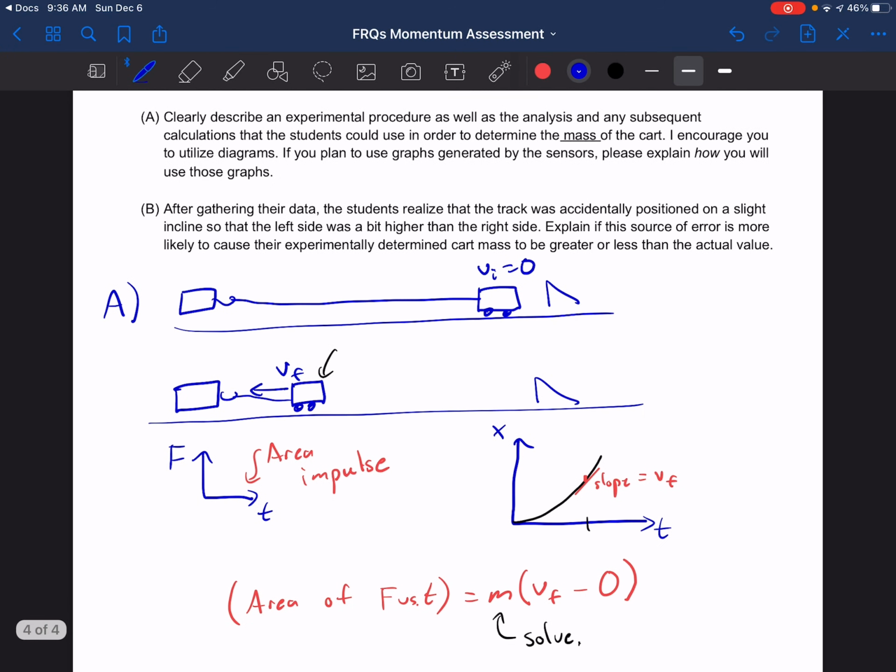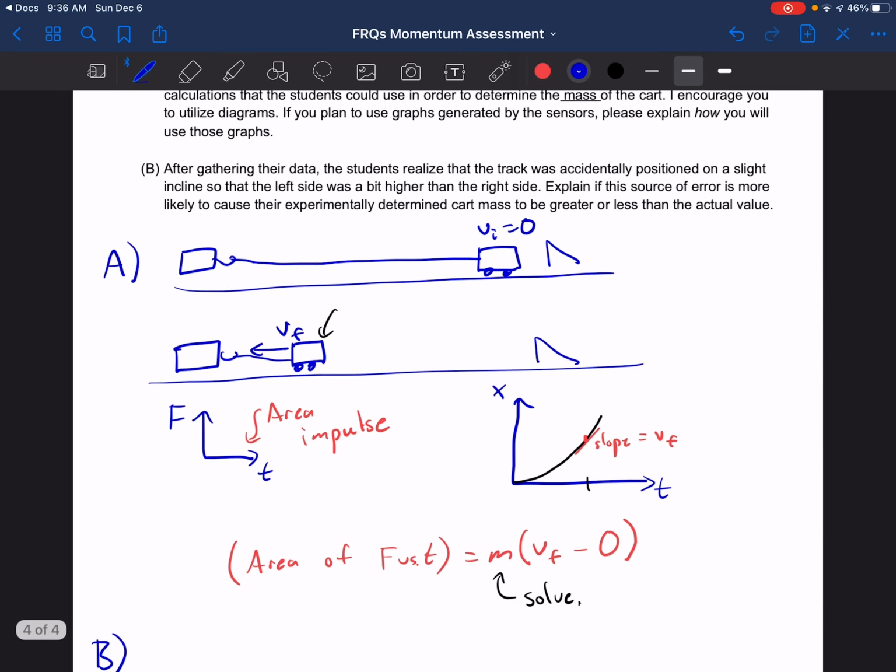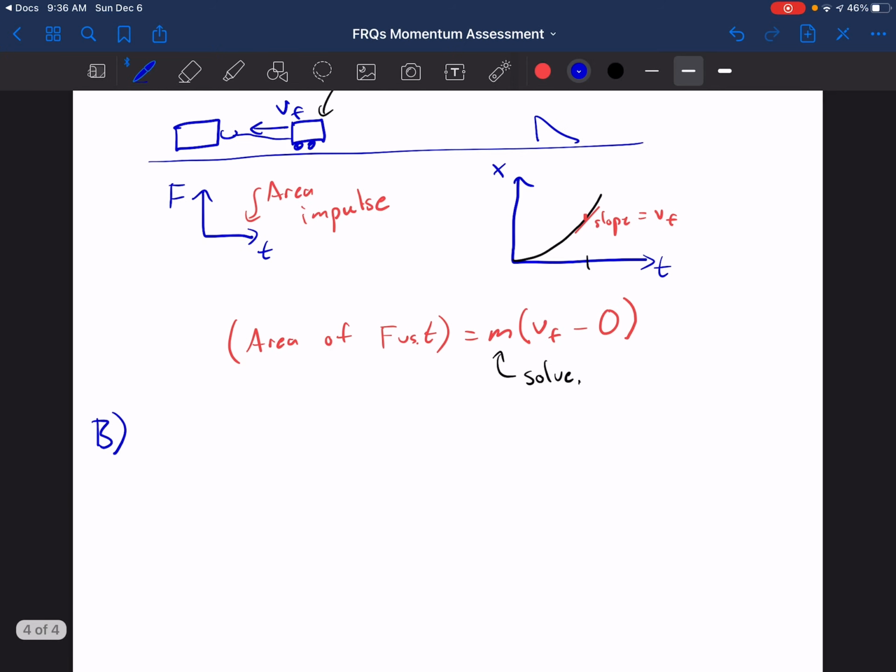Okay, for B, after gathering data, the students realized that the track was accidentally positioned on a slight incline. So let's just imagine if the track is inclined, how this is going to affect our results. Right, so if this track is inclined, and this is really exaggerated, but let's just think about it. If the track is inclined, that is going to slow down the cart.